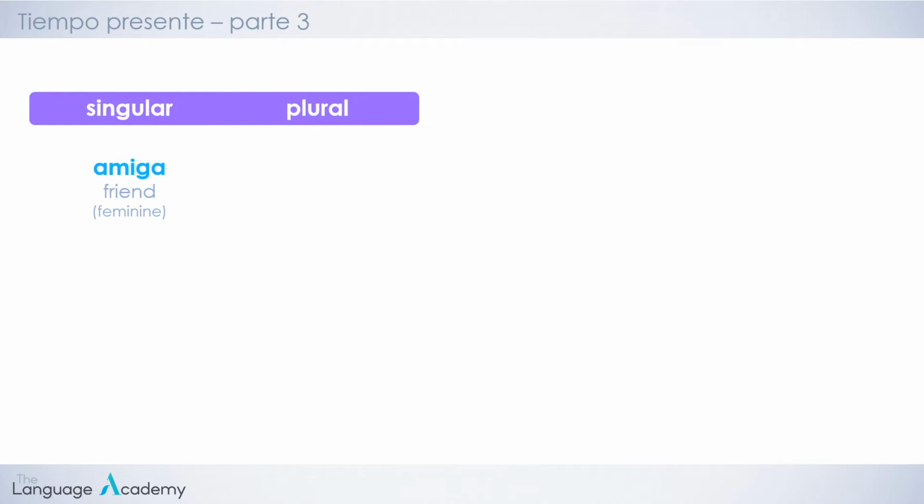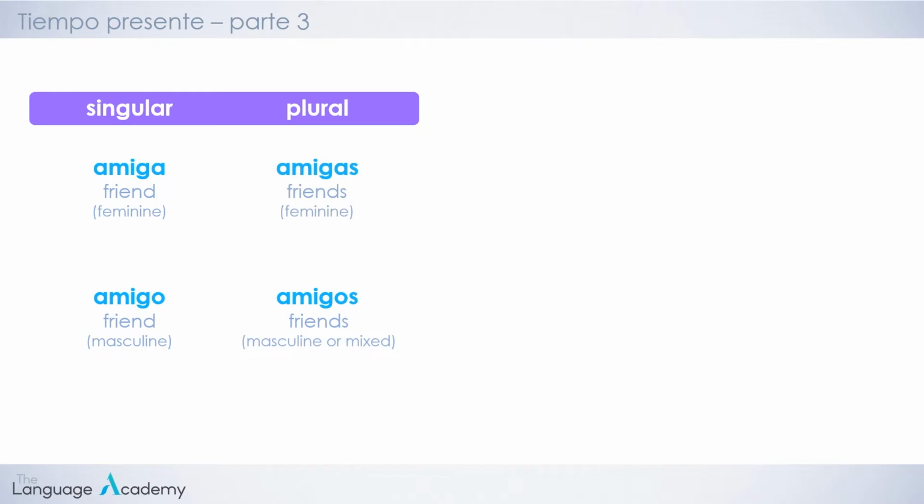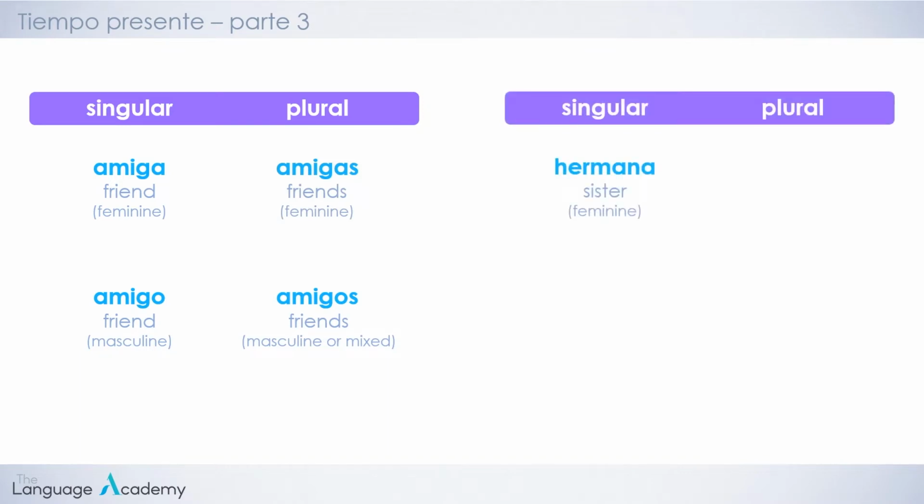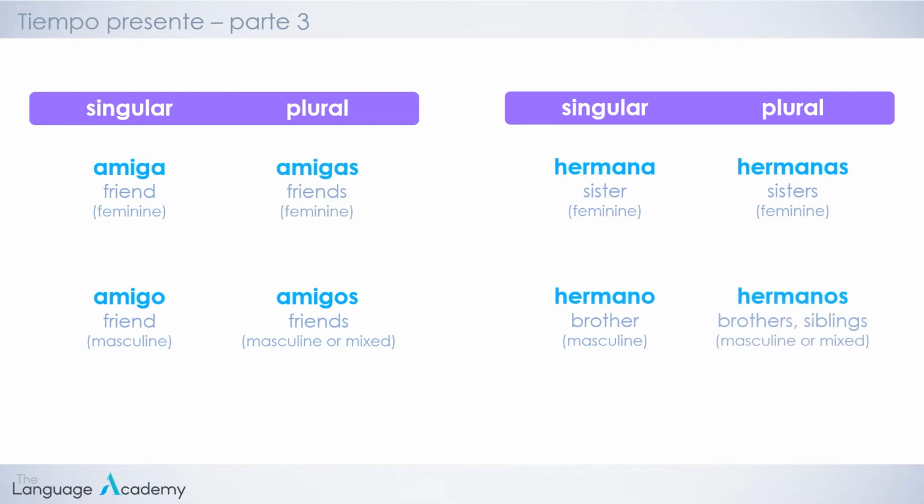For the next exercises, we need new vocabulary. As you know, amiga means friend, in the feminine case. Now the plural form is amigas. Amigo means friend, in the masculine case. And the plural form is amigos, as in only men or a mixed group of men and women. We also have hermana, meaning sister, and the plural form, hermanas. Hermano, meaning brother, and the plural form, hermanos. This can mean only brothers, or the mixed group of brothers and sisters, as in siblings.